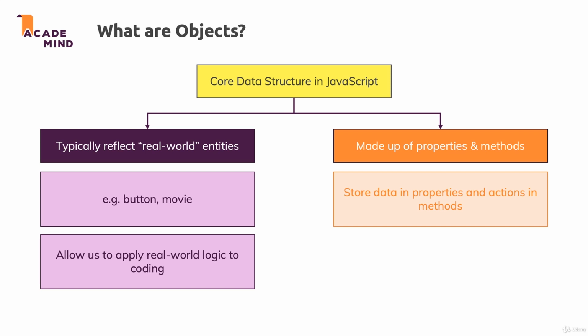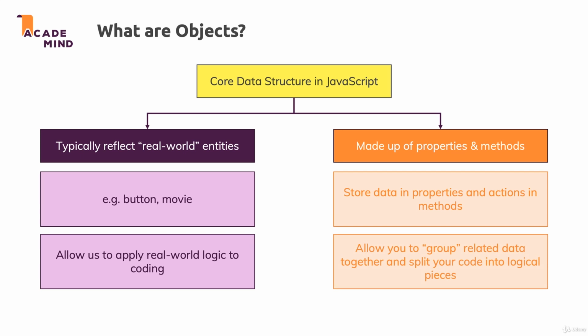Now, we haven't worked too much with methods throughout this course. That will change in this module, and that will actually be a very powerful feature when we work with objects in JavaScript. So in the end, objects allow us to group related data together, and also they allow us to split our code into logical pieces. We don't have to manage everything in tons of variables, which are thrown into our script file. Instead, we have some objects that help us do different things.